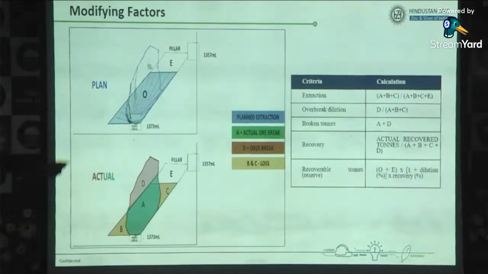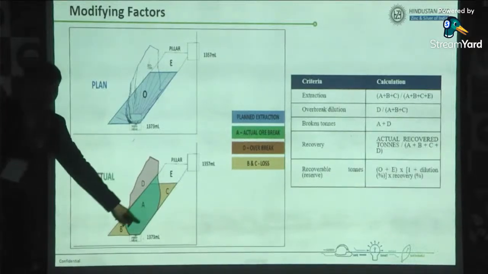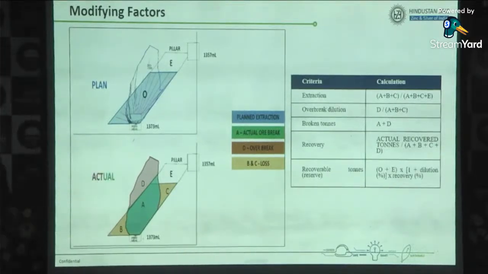With respect to a, b and c, whatever I have planned, the quantity that has overbreak, that is external dilution, we can see. Broken tonnage is a plus d: extra broken plus whatever broken I have planned. Then recovery: how much ore I have recovered and what was the plan, and the recoverable tons, that we can say is recovery. We used to see, like, 92% recovery in our stopes. 8% we used to lose during mucking and during blasting also.